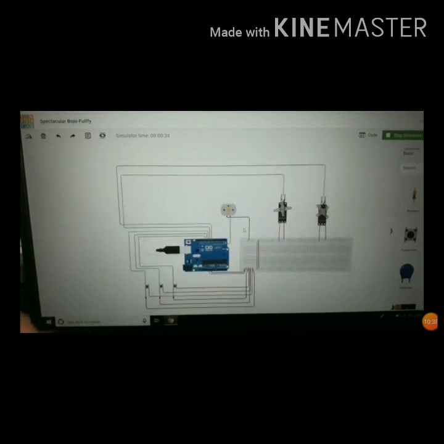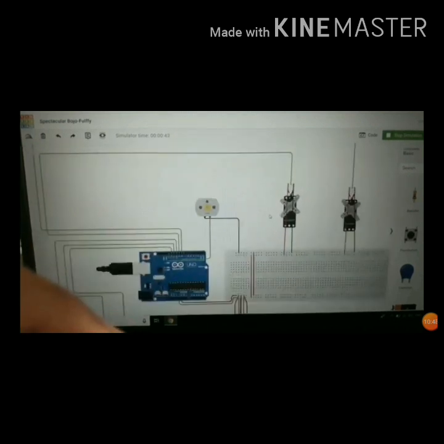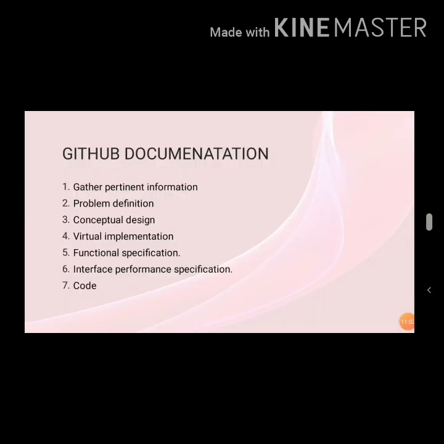After completion of the number of turns given as input, the third push button is used for the cutting mechanism. After pressing this, the servo motor cuts the remaining thin copper wire. So that was our virtual simulation.